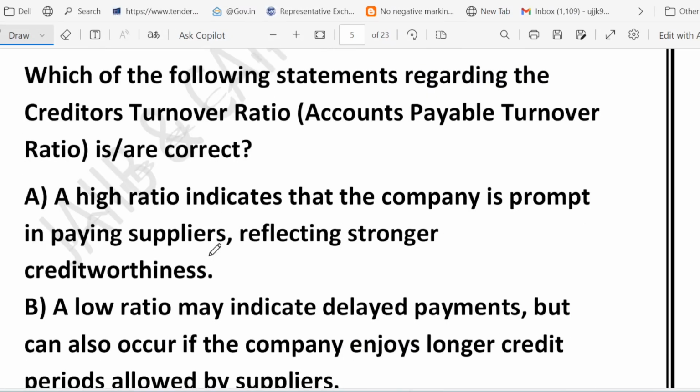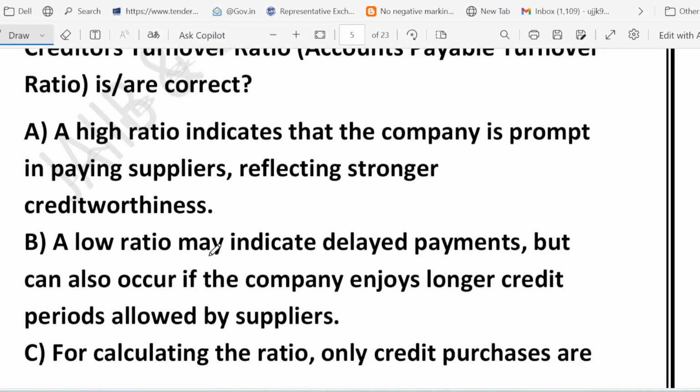Now friends, let's look at one more important topic. Which of the following statements regarding the creditor turnover ratio is or are correct? Very good question. So friends, options are: A, a high ratio indicates that the company is prompt in paying suppliers, reflecting a strong creditworthiness. Option B, a low ratio may indicate delayed payment, but can also occur if the company enjoyed a longer credit period allowed by the supplier.